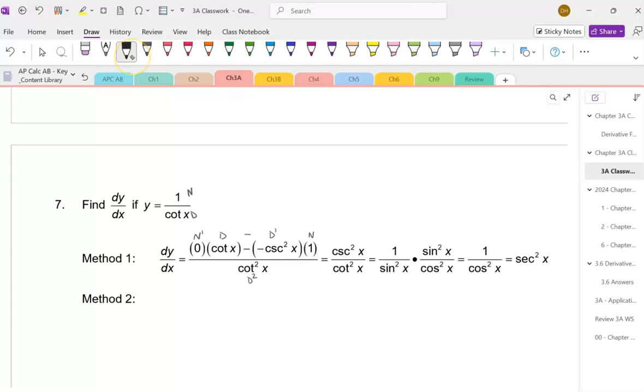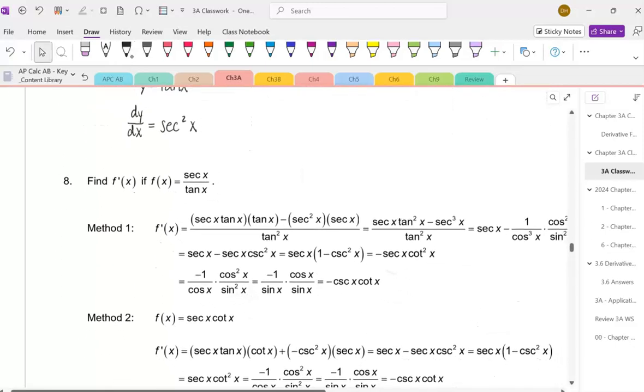We, however, can change the y from 1 over cotangent to be just tangent. That's equivalent. 1 over cotangent is tangent. So when we take the derivative of tangent, it is just, as we've memorized, secant squared x.